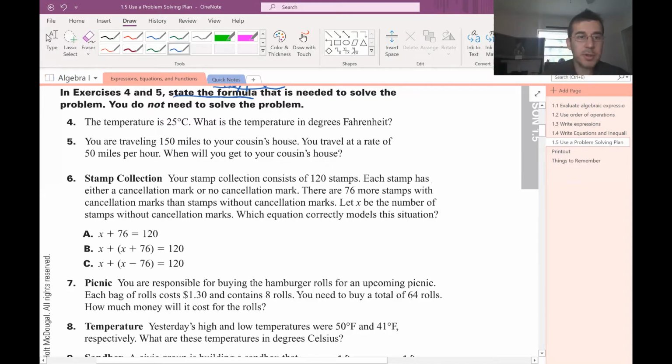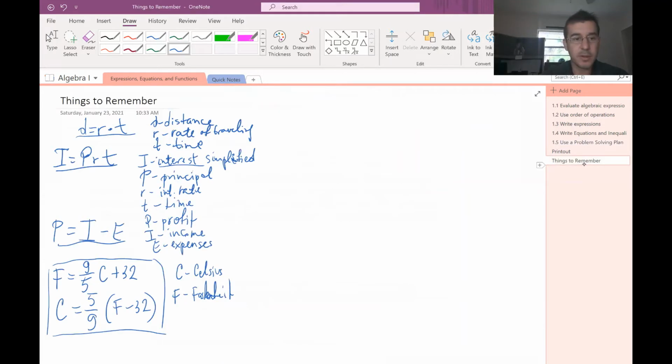The temperature is 25 degrees Celsius. So C is 25 degrees Celsius. And then what is the temperature in degrees Fahrenheit? So Fahrenheit is a question mark. We just have to state the formula, right? Which is 9/5 times the Celsius plus 32, right? So we can jump to the other section, and that's the formula right here.